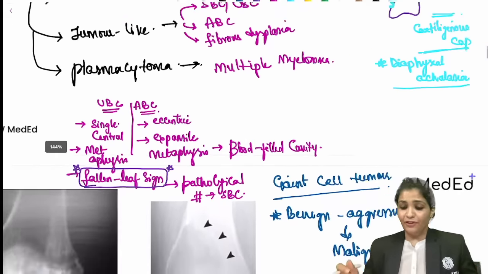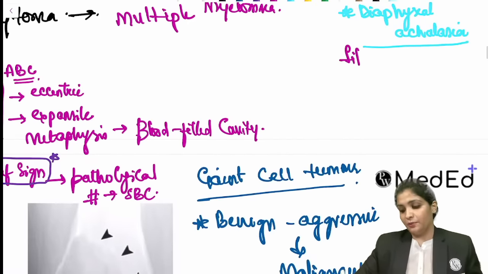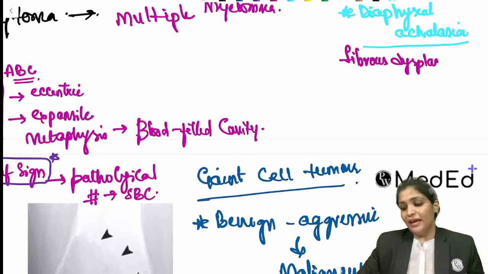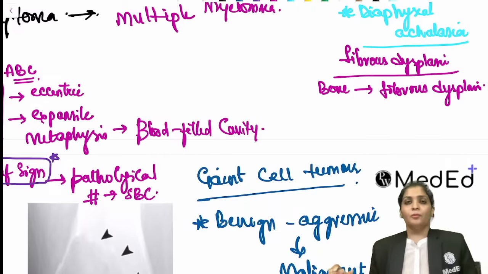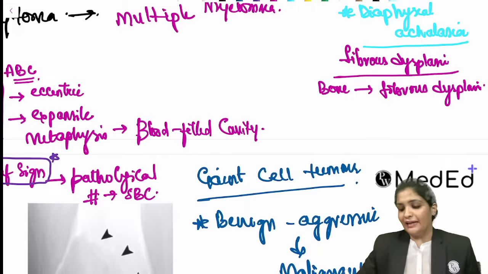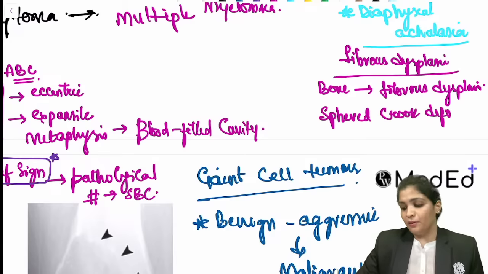And then multiple fibrous dysplasia. So let's read about fibrous dysplasia. Very important quick points, fibrous dysplasia. So what is fibrous dysplasia? It is where the bone is replaced by your fibrous tissue. Now bone getting replaced by your fibrous tissue is fibrous dysplasia. Important point here is it could be monostotic or polyostotic, and the Shepherd's crook deformity.